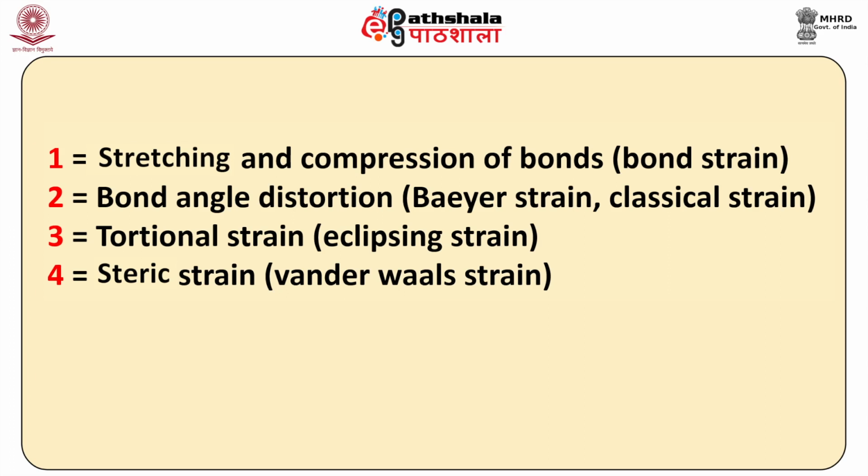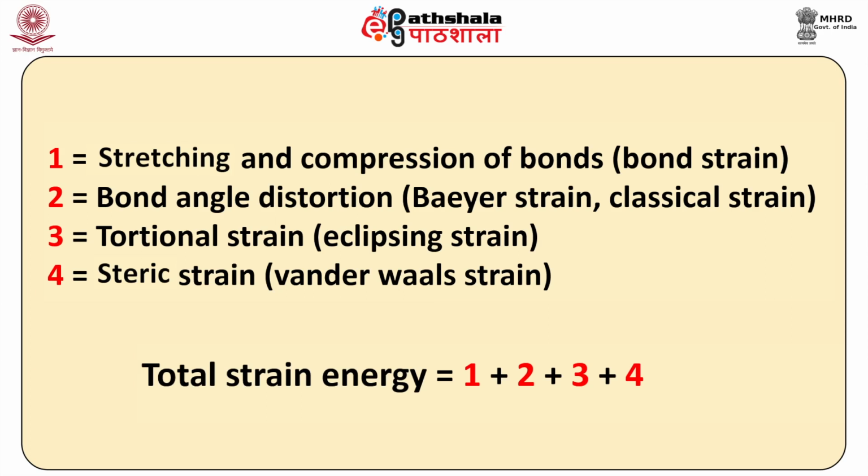The torsional strain, which arises due to the eclipsing of the two bonds, is called eclipsing strain, and the steric strain is also known as van der Waals strain. The total strain energy of the molecule is a sum of all these four factors. A molecule will adopt the geometry that minimizes the total strain energy. The method of calculation of total strain energy is known as molecular mechanics. Let us study these strains one by one.